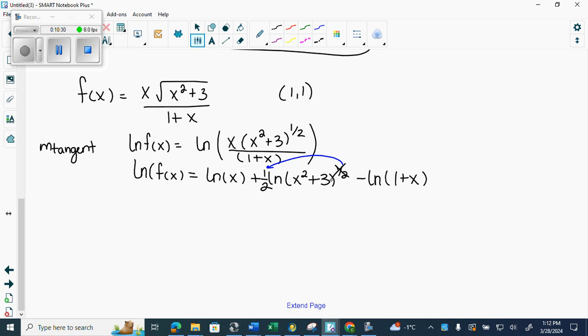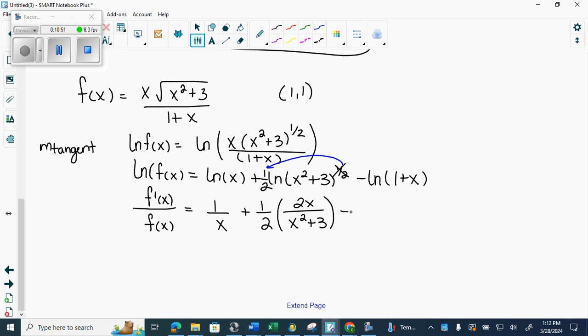So we're going to get f of x in the denominator, f prime of x in the numerator. Ln of x is 1 over x plus a half. The derivative of ln of x squared plus 3 is x squared plus 3 in the denominator, and the derivative of x squared plus 3, 2x, in the numerator. Minus, and then 1 over 1 plus x in the denominator, and the derivative of 1 plus x is 1 in the numerator. Bring my f of x over.